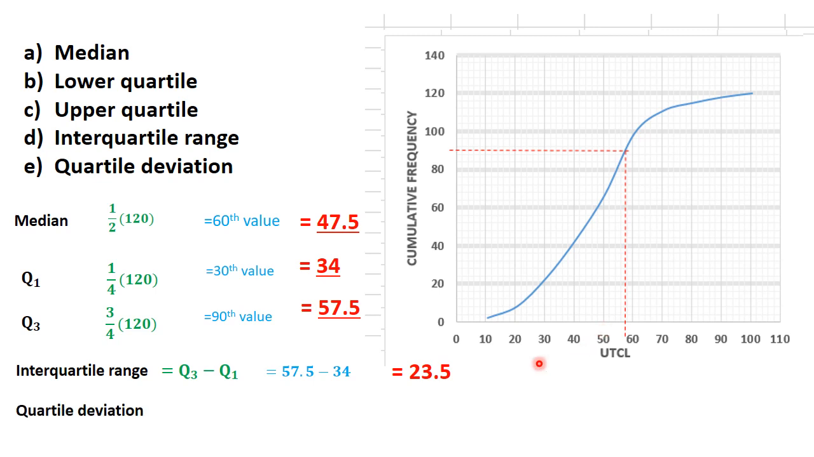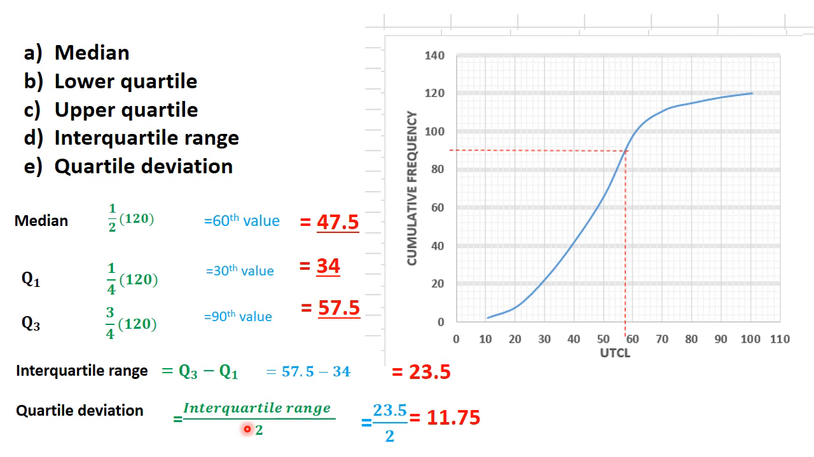The next thing is quartile deviation. With quartile deviation, we're trying to estimate how much the upper and lower quartiles deviate from the median. Since we have the interquartile range, we just divide it by 2. The quartile deviation is the interquartile range divided by 2. In that case, it will be 23.5 divided by 2, which is 11.75. I hope that's clear.